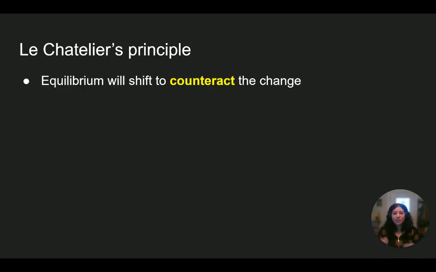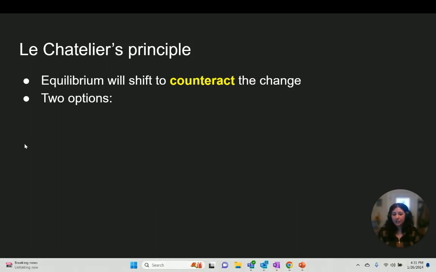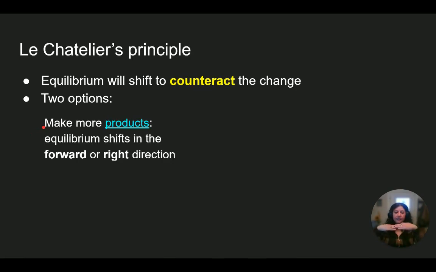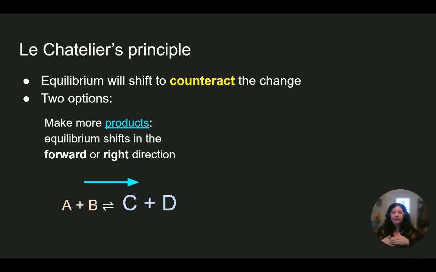So once again, Le Chatelier's principle, what we need to know is that the equilibrium is going to shift to counteract whatever change occurred. And there's essentially two ways that that equilibrium can change. We can have the equilibrium shift towards the product, so it's making more products. The way that we would say that is we would say the equilibrium shifts in the forward direction or in the right direction. Right, like to the right. So that just means we're making more products.